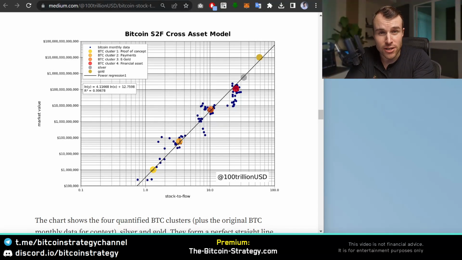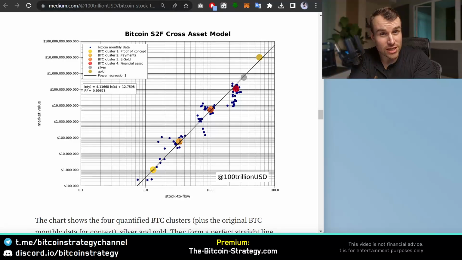This is an explanation of the cross-asset stock-to-flow model for Bitcoin. Now, what's that? It looks at what the market cap of an asset should be given its annual inflation. In other words, when the inflation of an asset goes down, it becomes more rare. When something is more rare, it should be more expensive. And so the lower the annual inflation of something is, the less new supply hits the market every year, the more expensive this asset should be.